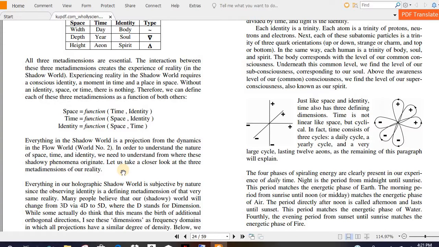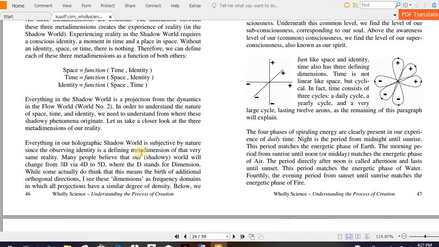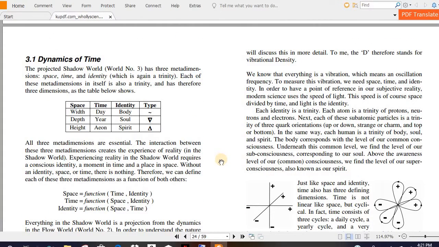Everything in the shadow world is a projection from the dynamics in the flow world, world number 2. In order to understand the nature of space, time, and identity, we need to understand from where these shadowy phenomena originate. Let us take a closer look at the 3 metadimensions of our reality. Everything in our holographic shadow world is subjective by nature, since the observing identity is a defining metadimension of that very same reality. Many people believe that our shadowy world will change from 3D via 4D to 5D. That's what we believe is going on now, the shift in consciousness, where D stands for dimension. While some actually do think this means the birth of additional orthogonal directions, I see these dimensions as frequency domains in which all projections have a similar degree of density. Below, we will discuss this in more detail.